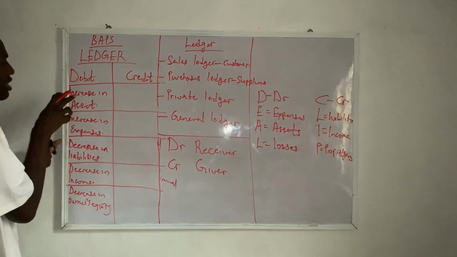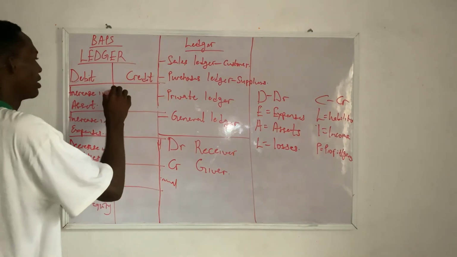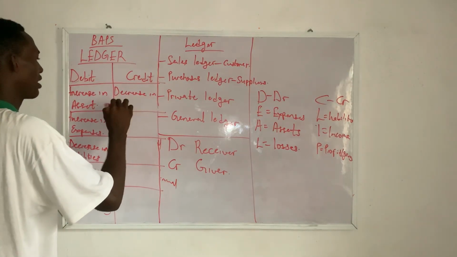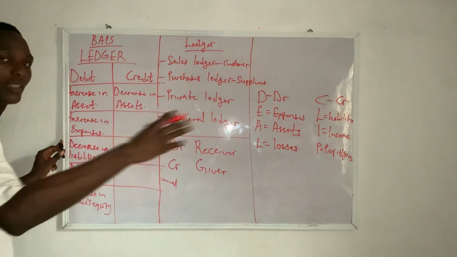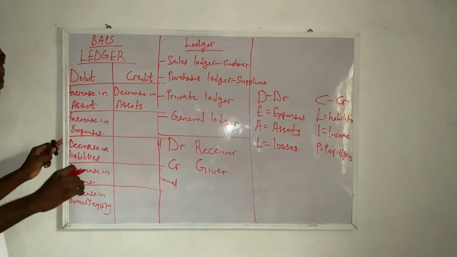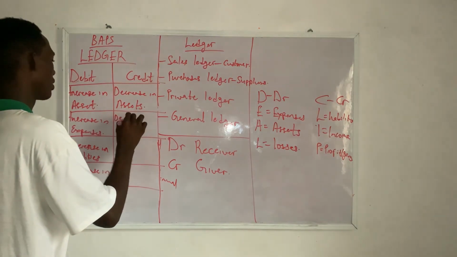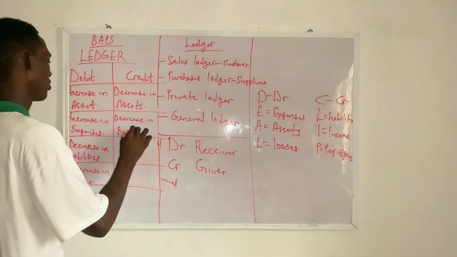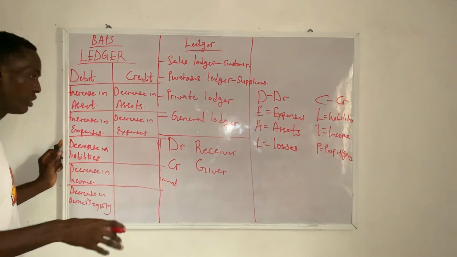entry. So if this is increase in assets, then if you are going to credit it, then it's going to be what? Decrease in assets. So you credit decrease in asset. When you dispose an asset, you credit it. You understand? It reduces your balance in your asset account. Then when there's a decrease in what? Expenses. For example, when you pay part of the expenses, you credit it, so it reduces.